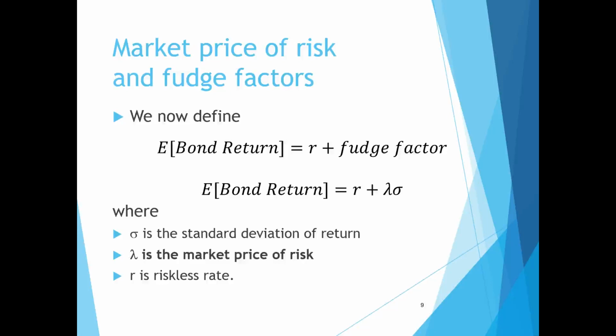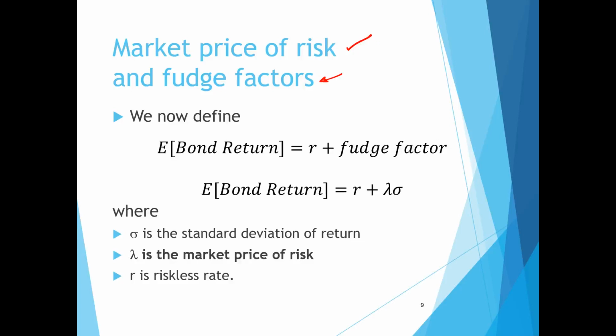So for this reason, we're going to turn into a more advanced model. And this model is going to take into account something called the market price of risk. I'm sure you have heard of it before. Let me try to explain in detail what it is. And with the introduction of this market price of risk, I'm going to be talking about something called Fudge factor.